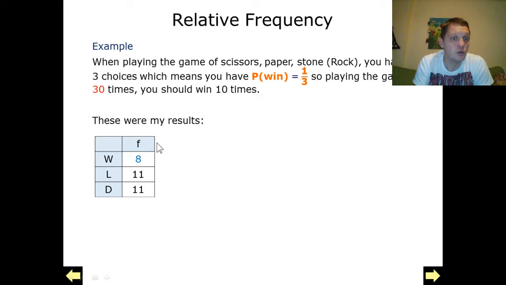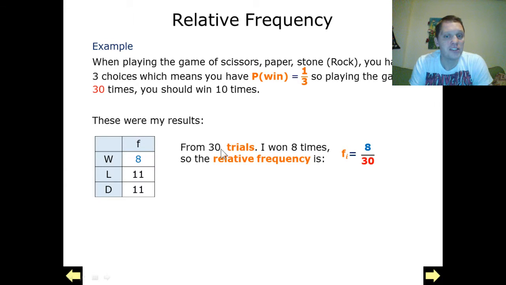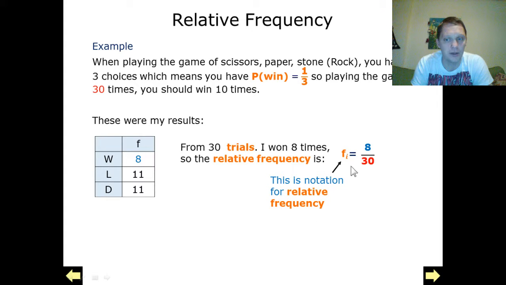So these are my results of when I actually put this into practice. My wins were 8, my losses were 11, and my draws were 11. So from 30 trials, I won 8 times, so my relative frequency is 8 over my 30 trials. This symbol actually denotes my relative frequency. And I could simplify this 8 over 30 by halving both of these to 4 over 15.